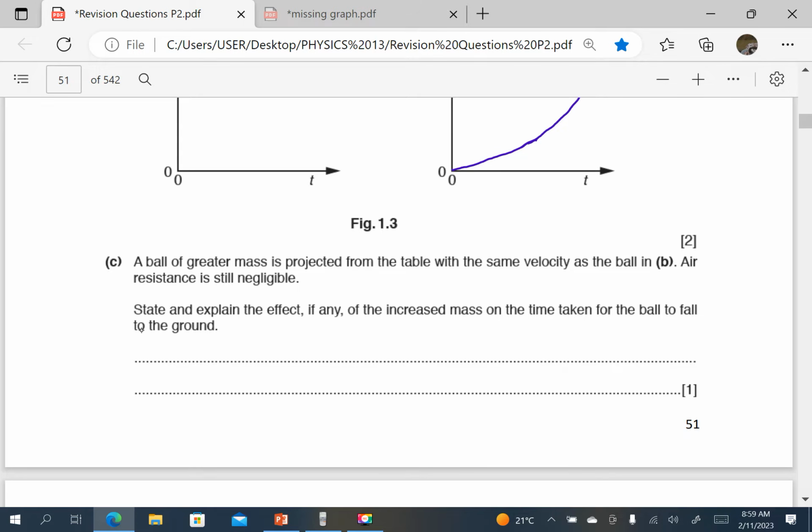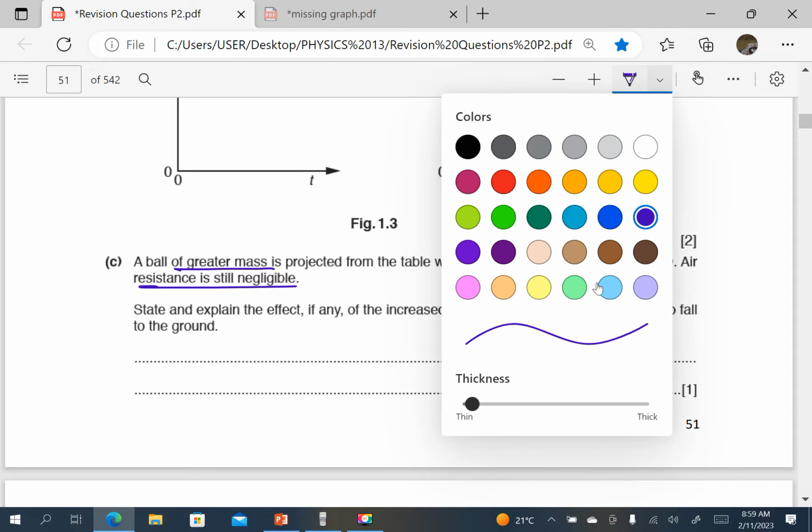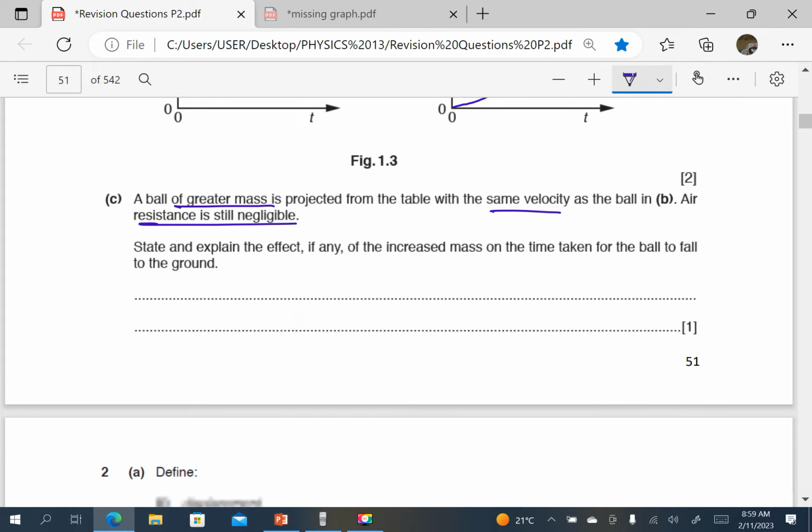A ball of a greater mass is projected from the table with the same velocity as the ball in B. Air resistance is still negligible. That is very important. If air resistance is still negligible, then the acceleration is still g. State and explain the effect, if any, of the increased mass on the time taken for the ball to fall to the ground. If air resistance is still negligible, then the mass has no effect because the acceleration of free fall is not going to be changed since it is not dependent on the mass.